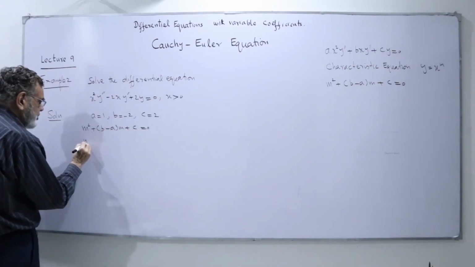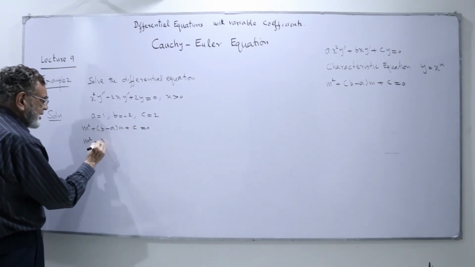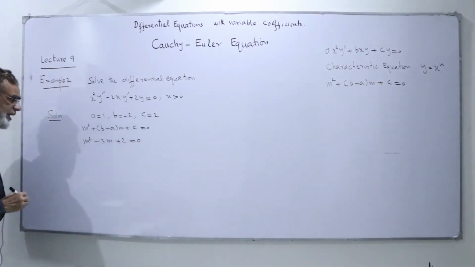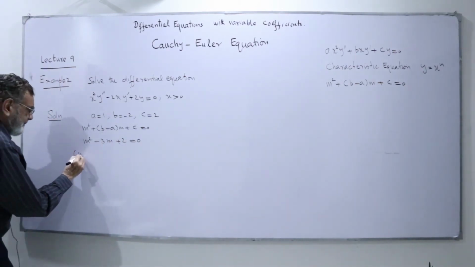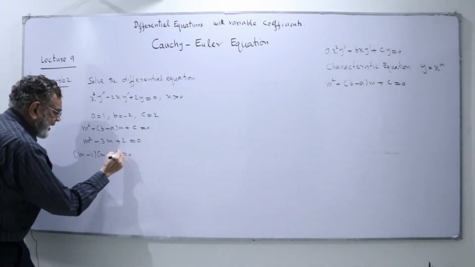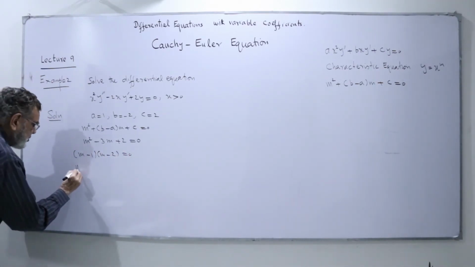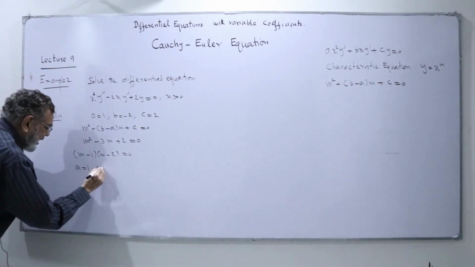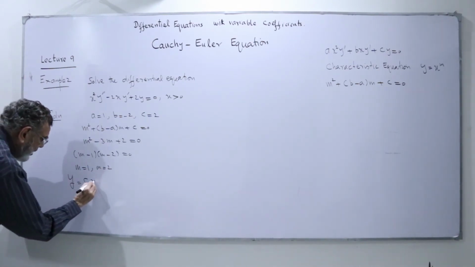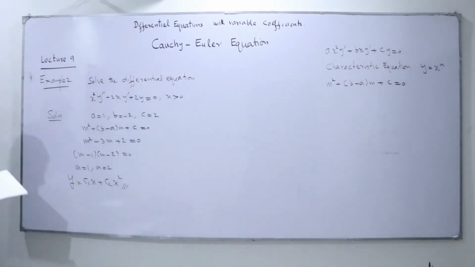That gives me m² + (b − a) m, this is (−2 − 1) = −3m, c is 2, equal to 0. Now I can factorize this one. My factors will be (m − 1)(m − 2) = 0. We multiply, we get plus 2, and we add, we get minus 3. So I get the roots. My roots are m = 1 and m = 2. So I can write my general solution: y = c1 x^m1 + c2 x^m2. That's my solution of the problem.